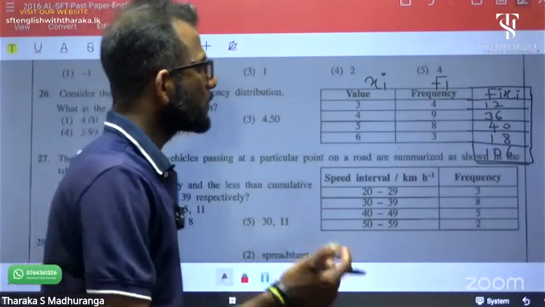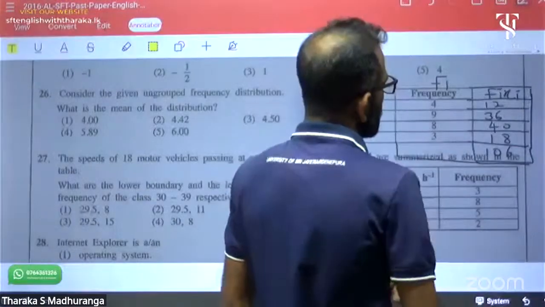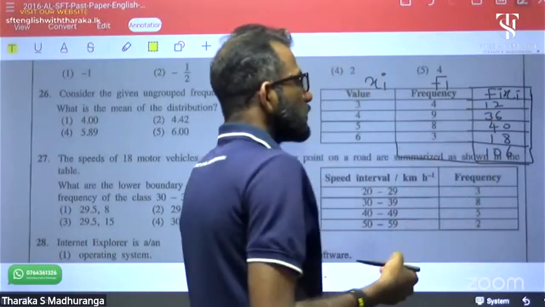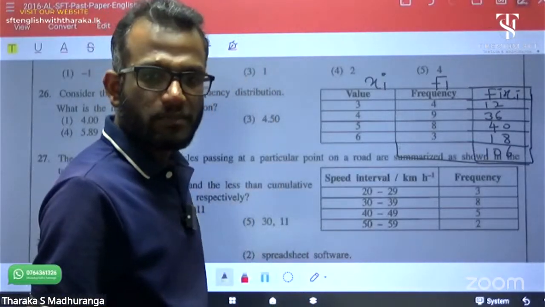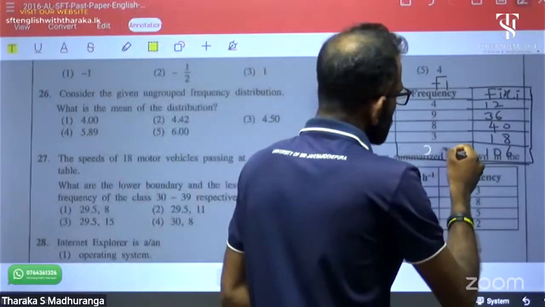What's the next step? Get the summation of the fi column. What's the summation of fi? 13 plus 8, 21. 21 plus 3, 24.